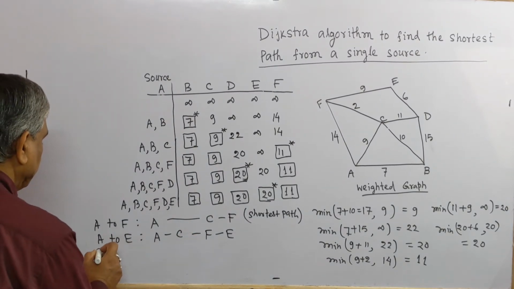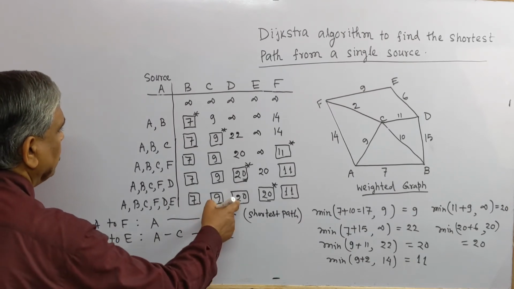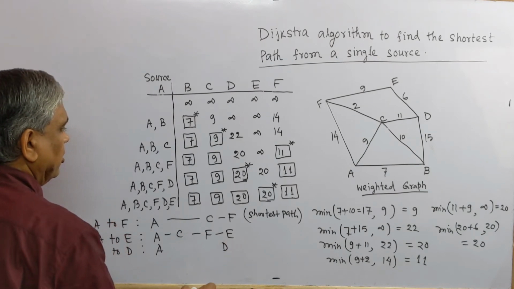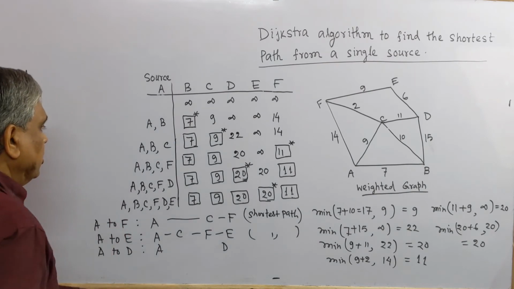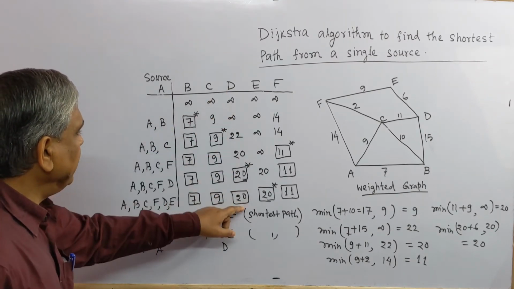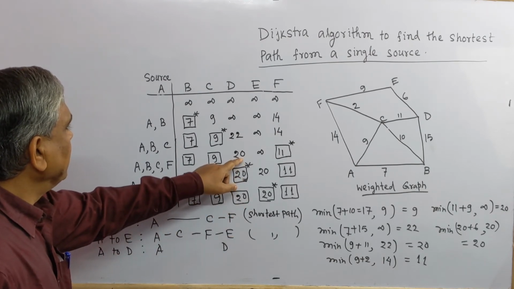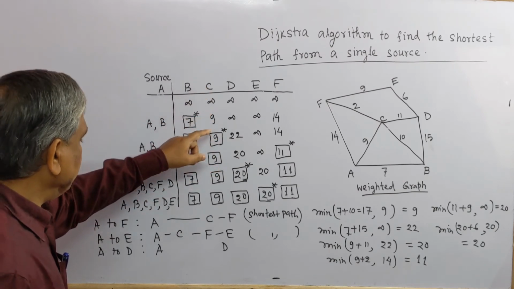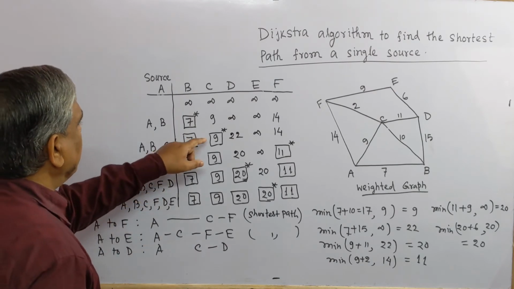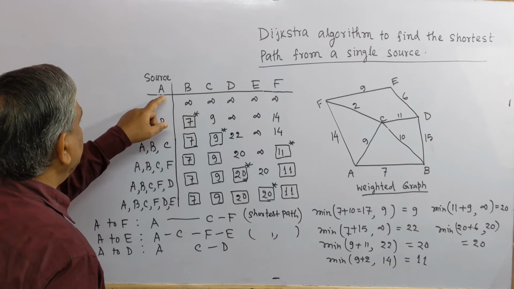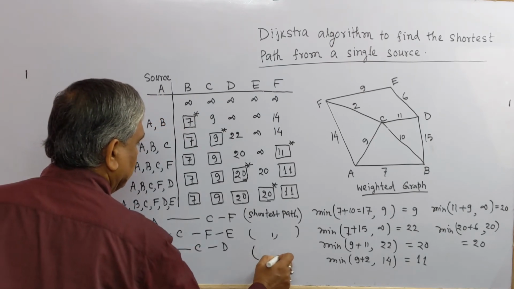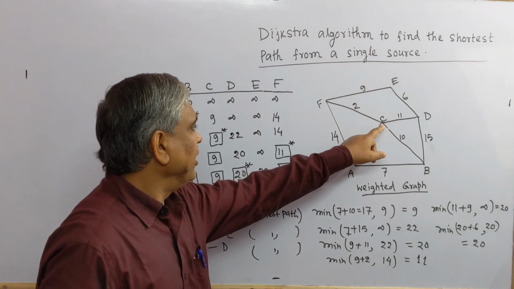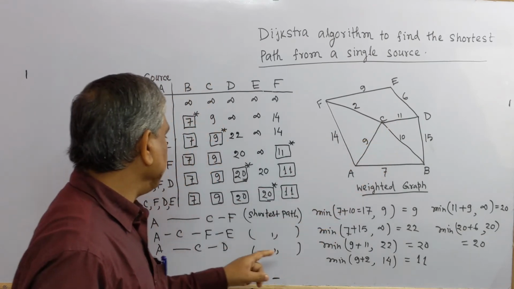Now we find the shortest path from A to D. Here we write A, here we write D. Here we see 20 below D. This 20 comes from this 9. 9 is below C. So we write C here, and this comes from A. So A to C to D is the shortest path from A to D. A to C is 9, C to D is 11. 9 plus 11 equals 20.